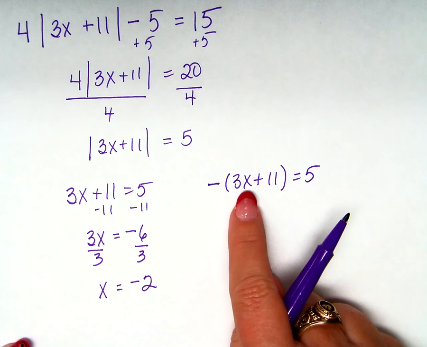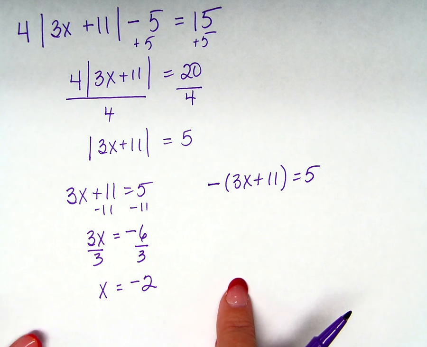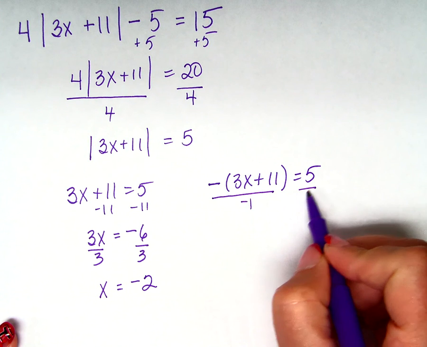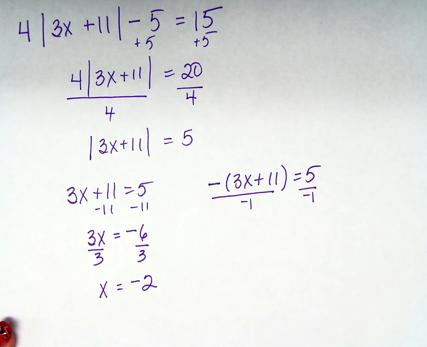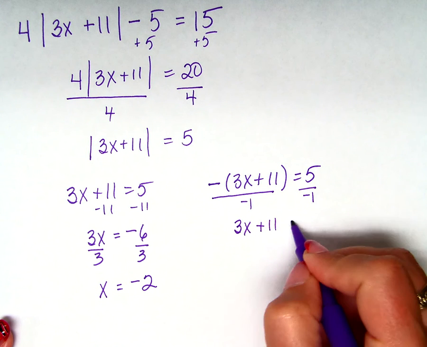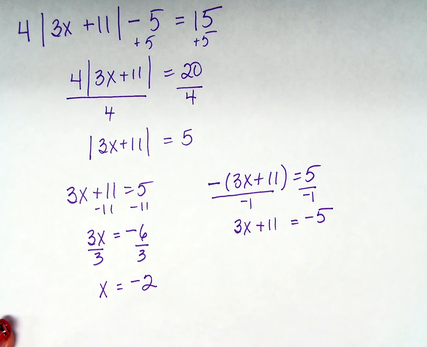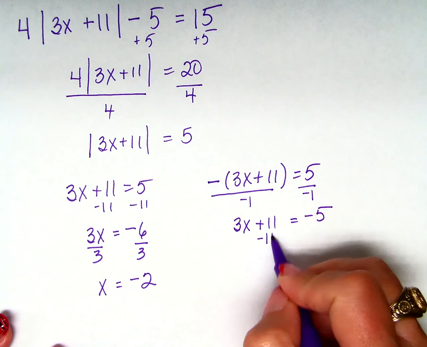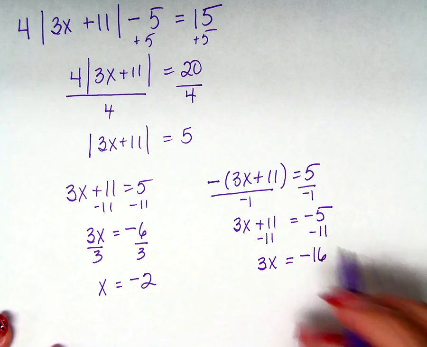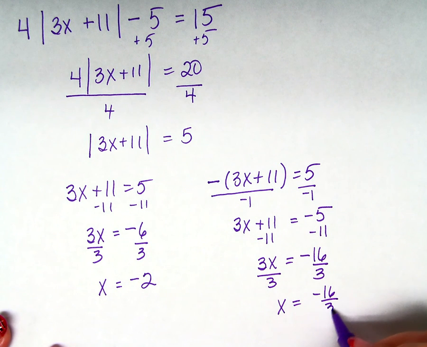Now, on the last example, we distributed and solved from there, right? This is where I want to show you that there's a different way to do this and show you how to do it. Is that fair? What I could do instead is divide both sides by negative 1 to begin with. If I divide both sides by negative 1, I end up with 3x plus 11 equals negative 5, because negative divided by negative is positive, right? Then if I subtract 11 from both sides, I get 3x equals negative 16. And then dividing by 3 on both sides gives me x equals negative 16 thirds.